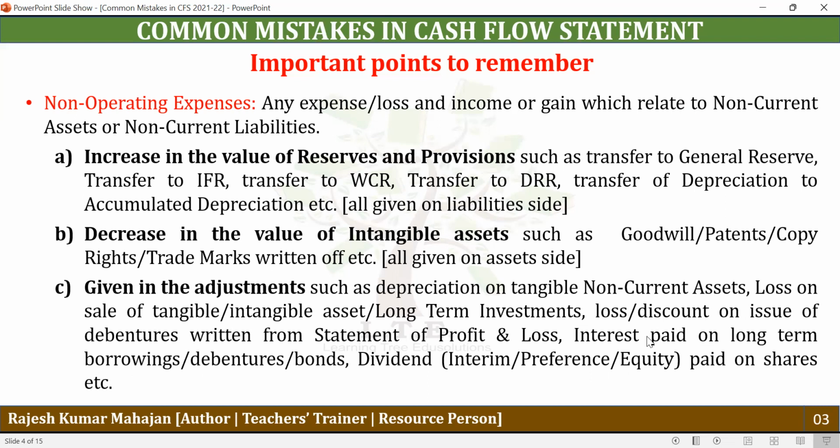One point I may add here is that your loss and discount on issue of debenture is written off first from capital reserve, and then from securities premium reserve, and then if a balance is left, it is written off from the statement of profit and loss. So any part of loss or discount which has been written off from the statement of profit and loss is added in the net profit in order to find out the operating profit before working capital changes. So these are the examples of non-operating expenses which you add in the net profit.